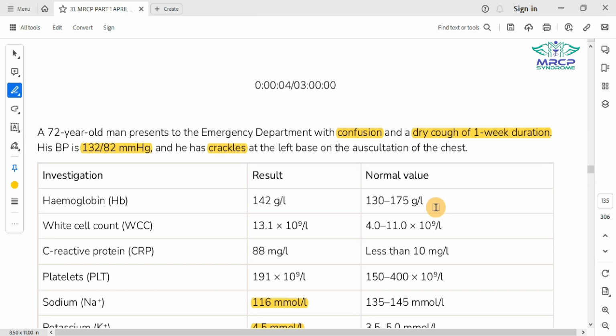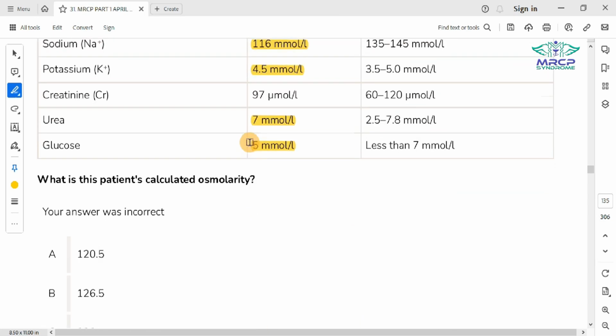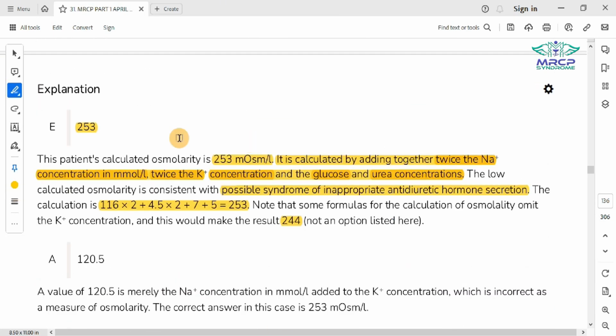Yes, it can be explained by the SIADH. The patient has the features of confusion, dry cough, as well as features of hyponatremia. And there is also evidence of pneumonia: crackles in the left base, elevated white cell count, as well as elevated CRP. This suggests SIADH, which has potentially triggered the pneumonia, and the patient comes up with hypotonic hyponatremia. So this is 253.